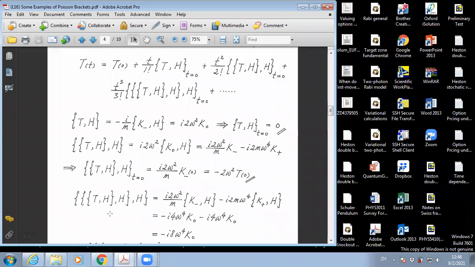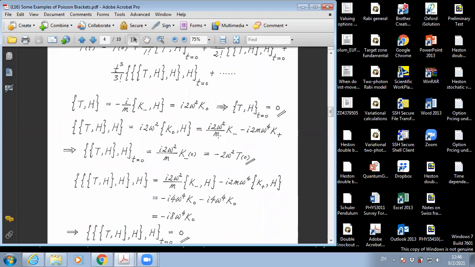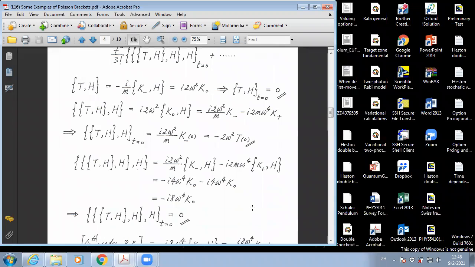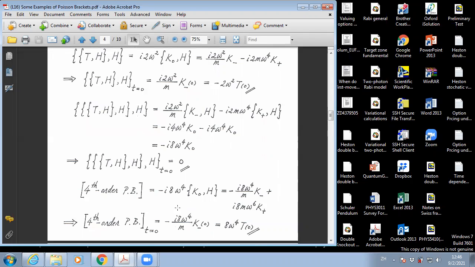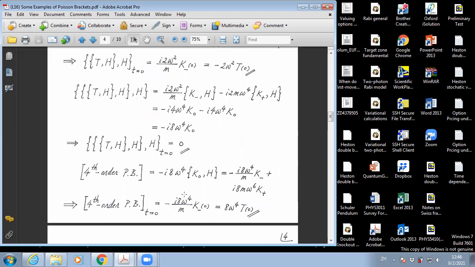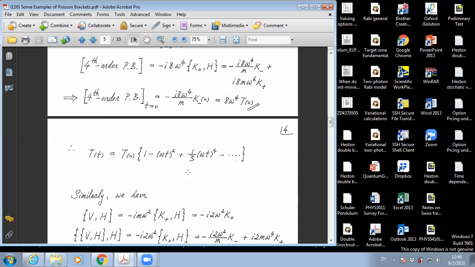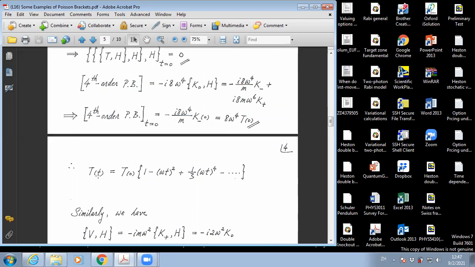How about the third order Poisson bracket? We repeat the procedure. Since we have two terms from the second order Poisson bracket, then we have two terms in the third order Poisson brackets involving k plus and k minus. And we realize that after simplification, it is proportional to k naught. Again, at t equal to 0, k naught equal to 0. So this equal to 0. And we keep doing it, all right, keep doing it, and you can evaluate the kinetic energy as a function like this.